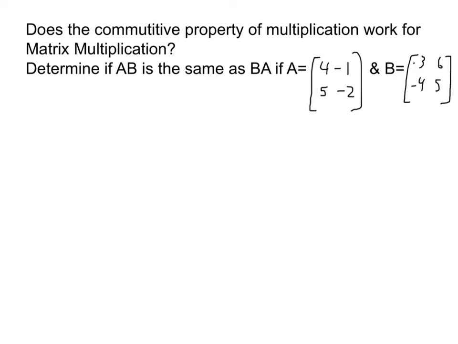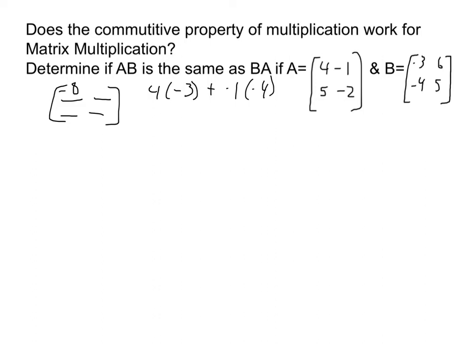Alright, A times B, so again, it's going to give me a 2 by 2. So first row, second row. To find this spot, that's first row, first column, so I'm going to take first row times the first column. So that's 4 times negative 3 plus negative 1 times negative 4. 4 times negative 3 is negative 12. That's a positive 4, so that gives me a negative 8.